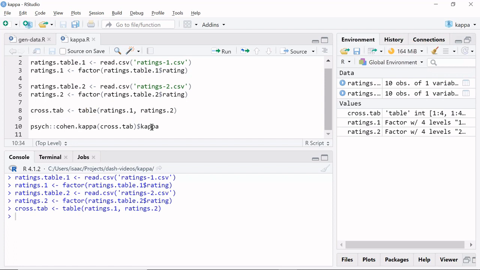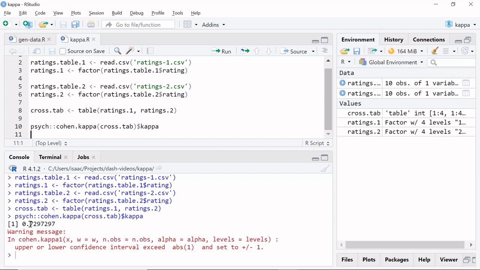Cohen's kappa is a measure of inter-rater agreement where a kappa of 0 means chance level agreement and a kappa of 1 means perfect agreement. So ours is about 0.73, which is pretty good. And this warning message just tells us that the upper confidence interval is exceeding 1 and Cohen's kappa can't be more than 1. So it's just being set to 1 exactly.